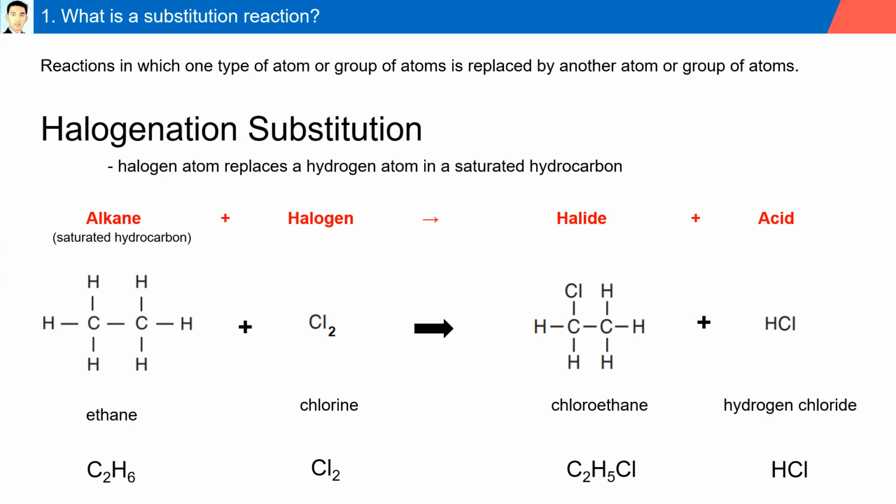In this example, in the alkane ethane, C2H6, one of the hydrogens is replaced by a chlorine, a halogen, forming a halide, chloroethane, C2H5Cl, and an acid, HCl.